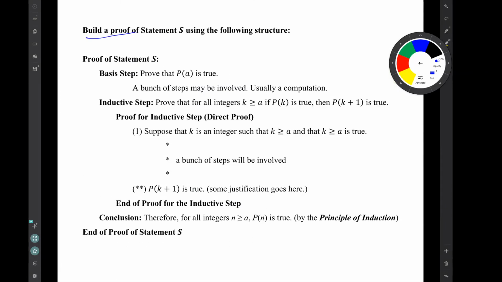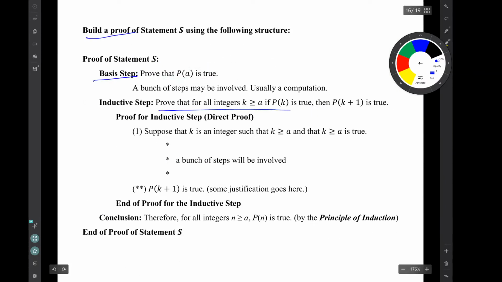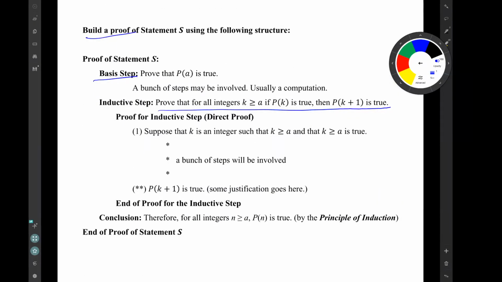So when we build our proof, it's going to have that first thing: prove that P(a) is true. That's going to be called the basis step. That's that thing. The next thing is to prove that for all integers k greater than or equal to a, if P(k) is true, then P(k+1) is true. That is that second thing in the rule of inference. But how do we do that? How do you prove something like that? Well, notice that that's a universal conditional statement. There's a universal quantifier, and then there's a hypothesis, and then there's a conclusion.